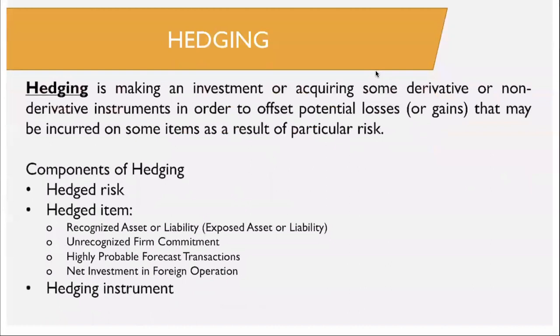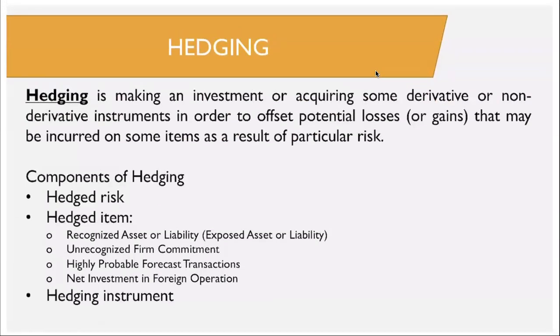So what is hedging? Hedging is making an investment or acquiring some derivative or non-derivative instruments in order to offset potential losses or gains that may be incurred on some items as a result of a particular risk. What's important to remember in this definition is that there is a particular risk. In our case, we talk about foreign currency risk. And then we have the derivative, which we use to offset the risk.